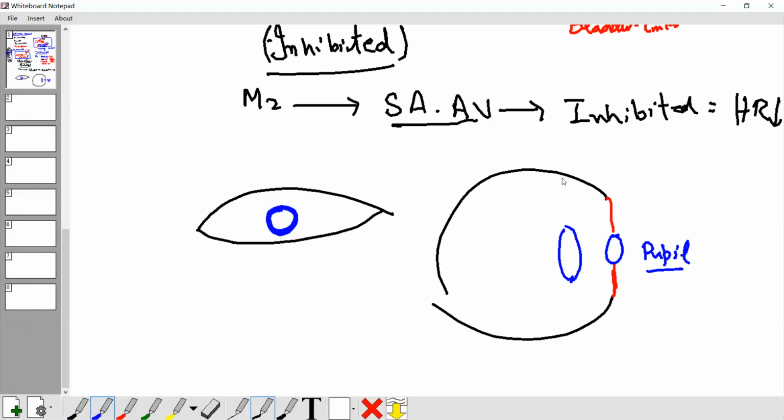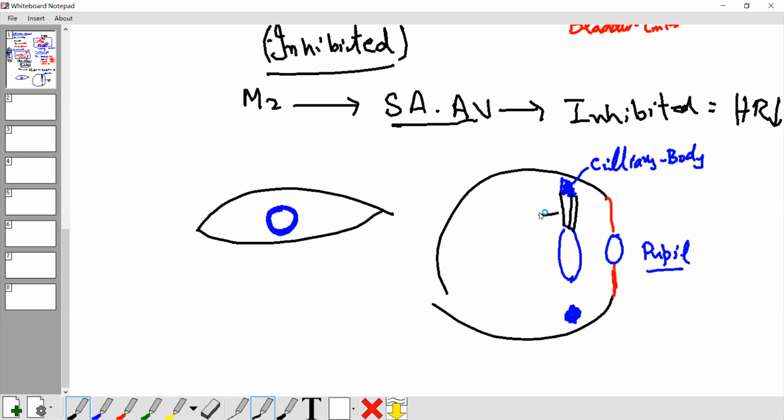And here we have the muscle, this side and this side. This muscle, this tissue, is known as the ciliary body. The lens is attached to the ciliary body.